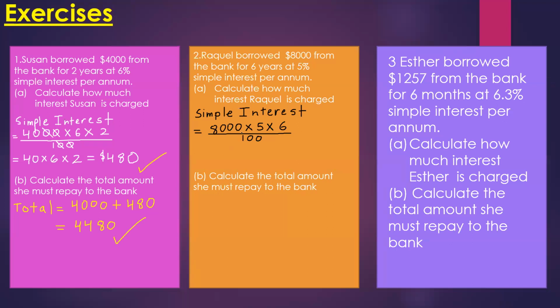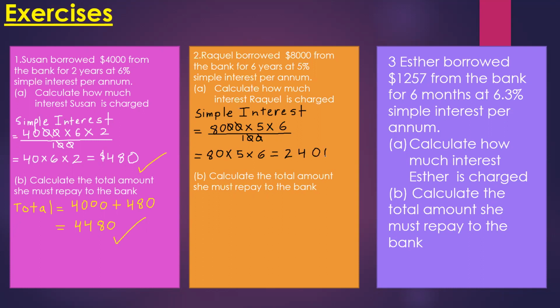What are we going to do at this point? Divide by 100. So now we cancel the zeros. Very good. Zeros cancel out each other. So we're left with what? 80 times 5 times 6. 80 times 5 gives us 400. So now that becomes 400 times 6, which is what? 2,400. Very good.